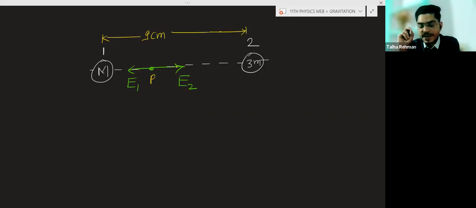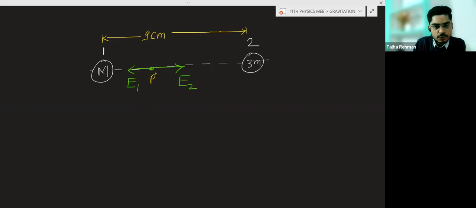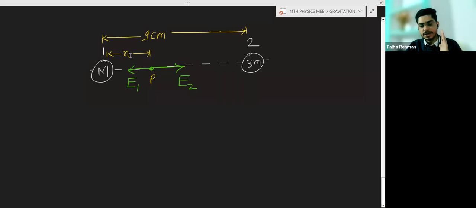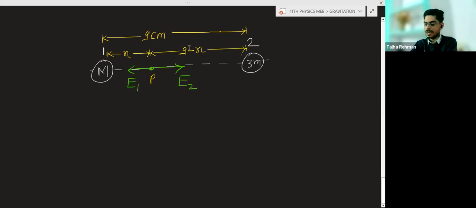So we have to locate this point. Suppose from this mass, this point is at a distance of x. This is not n, this is x. I write x like this. So if this distance is x, then this distance will become 9 minus x.